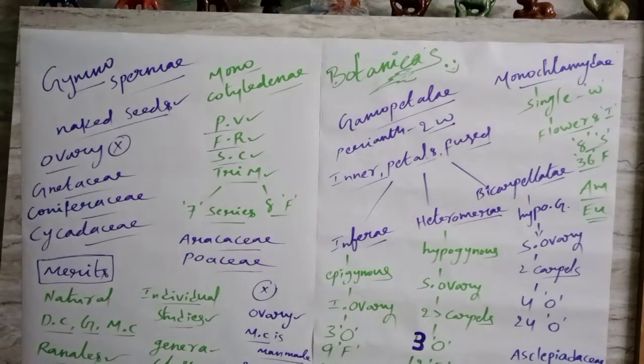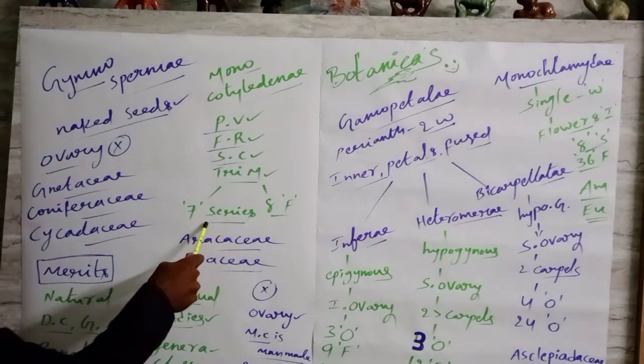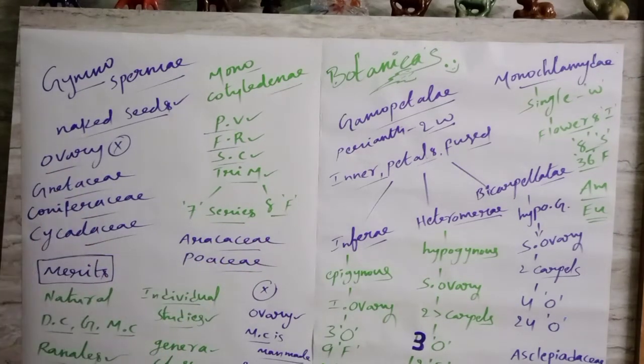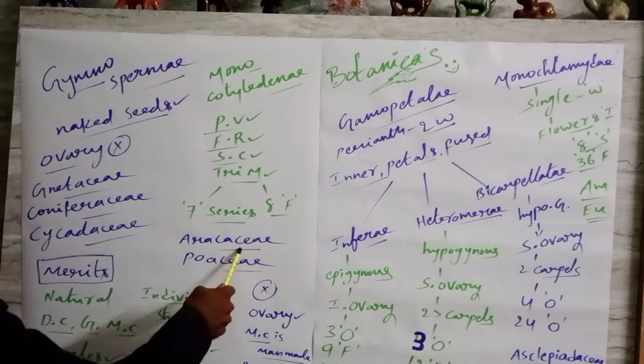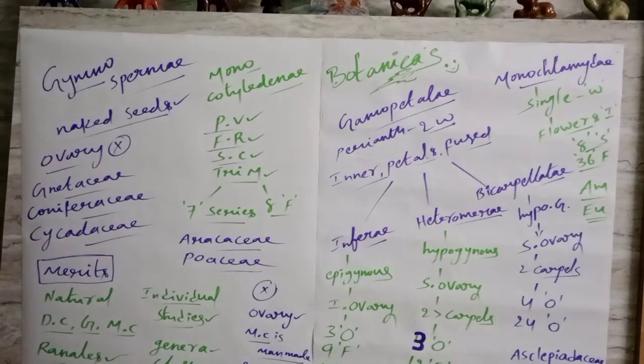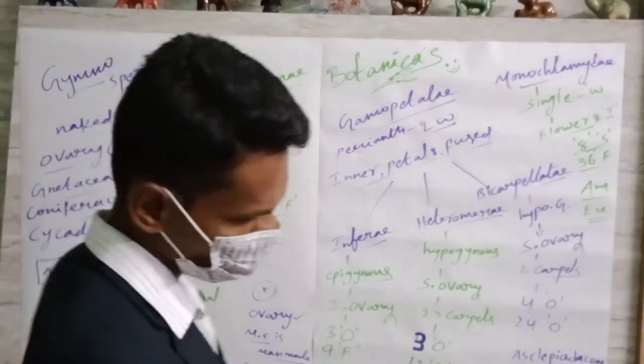And in this monocotyledone, a total of 7 series and 8 families can be seen. In the sense, both scientists have included 7 series and 8 families. Okay, so parallel venation, fibrous root, trimerous or less than trimerous flowers can be seen. The best examples are the family Arecaceae, and Poaceae. So these Arecaceae and Poaceae families come under monocotyledone, dear Botanicas learners.